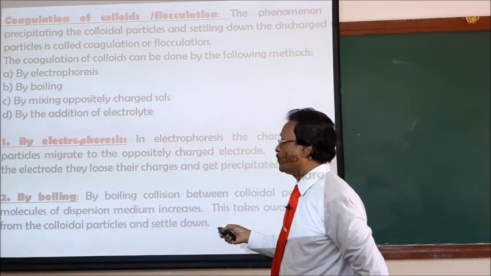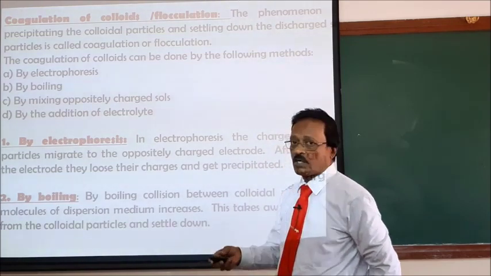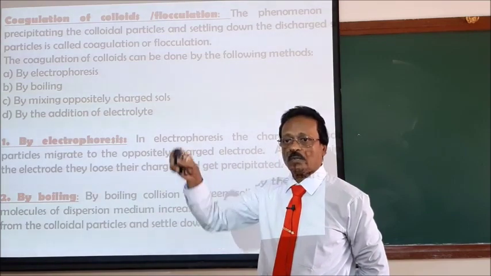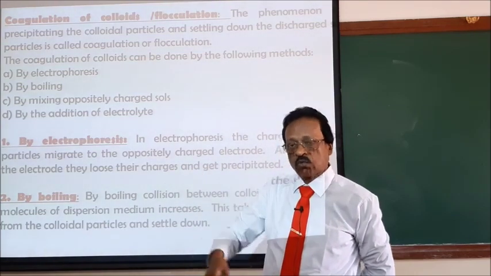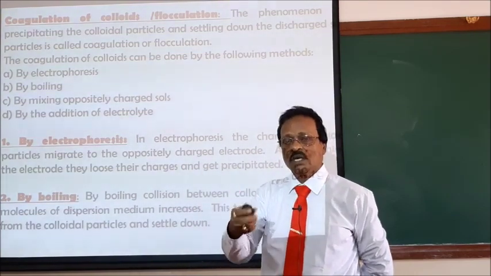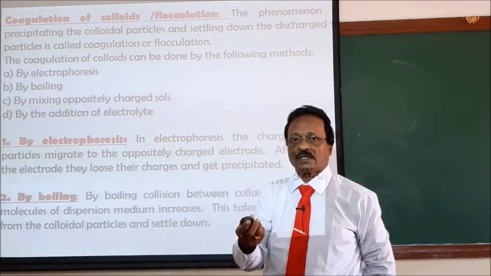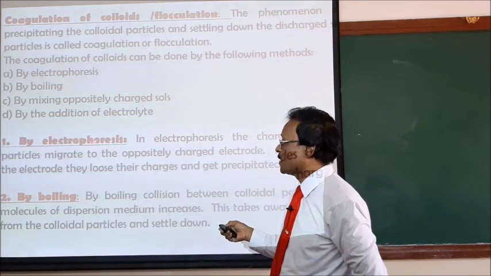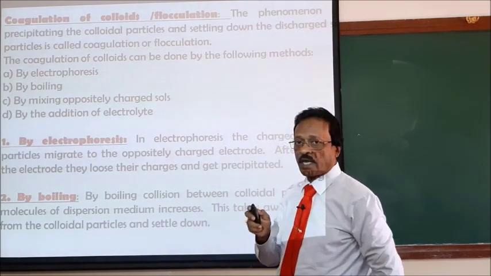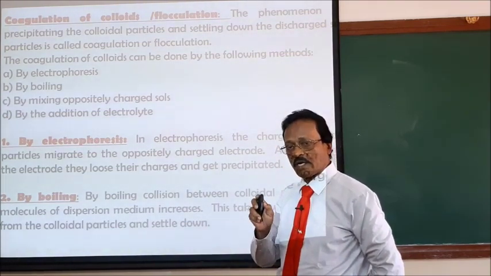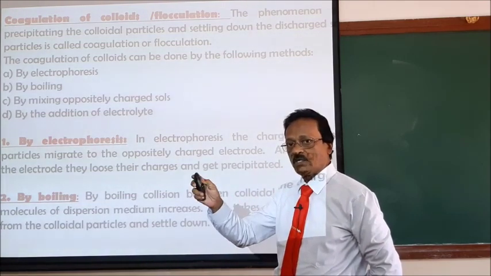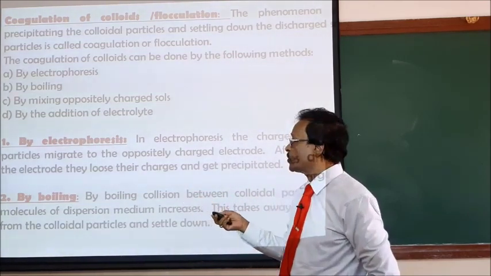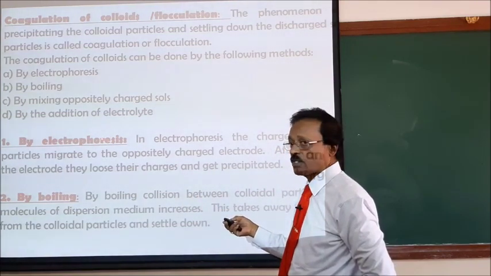By electrophoresis. Electrophoresis means you put the sol in a U tube, fix two metal electrodes, and pass the electric current. Ions move towards the opposite electrodes, lose their charges and appear as products. So coagulation takes place. The charges on the colloidal particles can be removed by electrophoresis because they carry only one type of charge. If they contain negative charge, they move towards the positive plate, lose their charges and get coagulated.